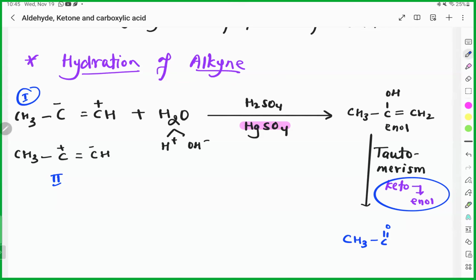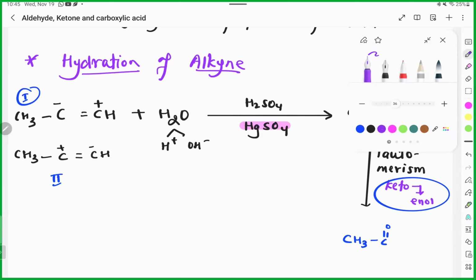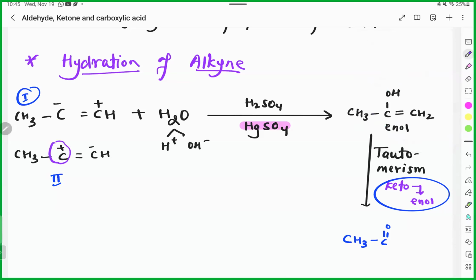I'm not sure, sir. Okay. Samarth? Sir, I think two, sir. Two is more stable because you know a secondary carbocation is more stable compared to the primary. Here it will be a primary carbocation. This will be a secondary carbocation. And you know a secondary carbocation is more stable. Got it? Yes, sir. Okay.